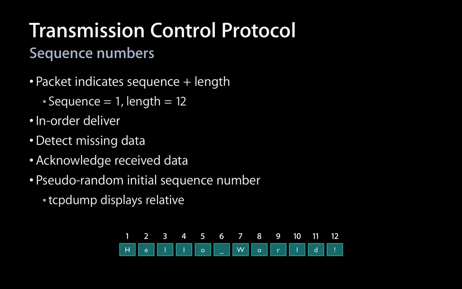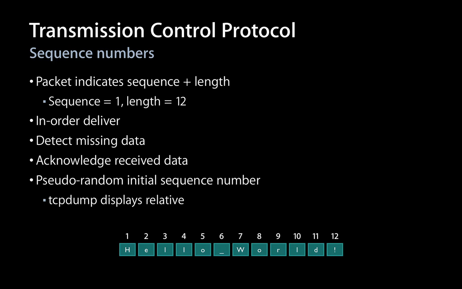Once we have a connection established, we need some way to keep track of the data that we're sending. TCP uses something called sequence numbers for this. When TCP sends a packet with some payload, it indicates the first sequence number for the first byte of that payload, as well as the length. From that, we can calculate the sequence number of all the bytes inside the payload.